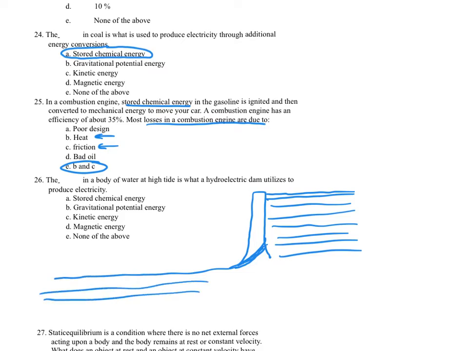Because of this height difference, you have a lot of pressure built up on this side. There's a pressure equation, rho g h, where it's the density of water times gravity times height. So the deeper the water, the more pressure that water has. Since the water is not in motion yet until it gets to this point, what we have here is a stored energy, and it's known as gravitational potential energy. Because of that height difference, that water just wants to flow downhill. So gravitational potential energy is the appropriate answer here.